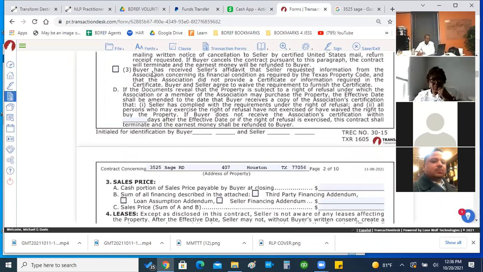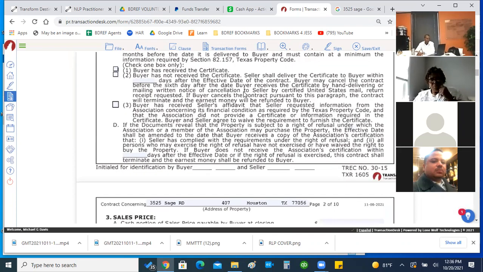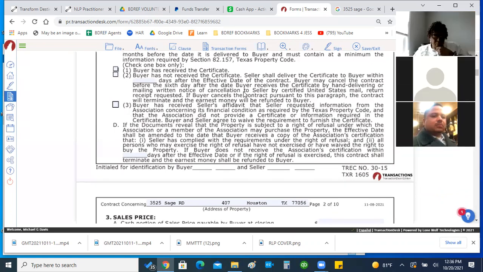All righty. What's the standard time frame to receive that? How many days should you put in there? So if you're representing the buyer, obviously you want as much time as possible, right? If you represent the seller, then you want as least time as possible. So it depends on who you represent. But what I feel like a safe bet would be 7 to 14 days. Okay.